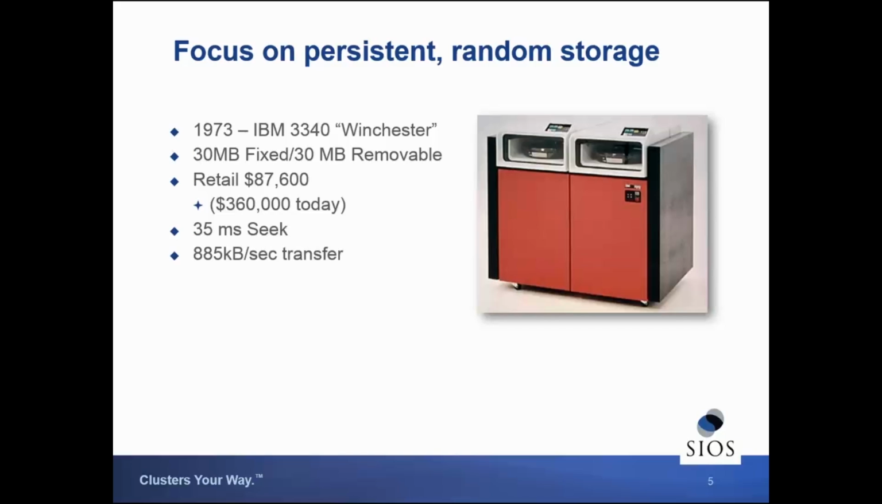Okay, let's focus on our persistent random storage. The picture you see is actually from 1973. It's an IBM 3340 Winchester, so-called, model hard drive. The unit you're seeing, the dual units, are approximately 4 feet tall, if I remember correctly. It retailed at $87,000, a little over a third of a million dollars in today's money.